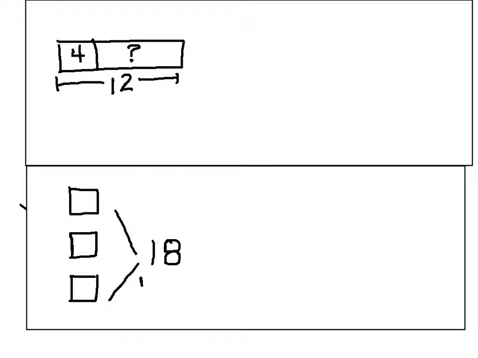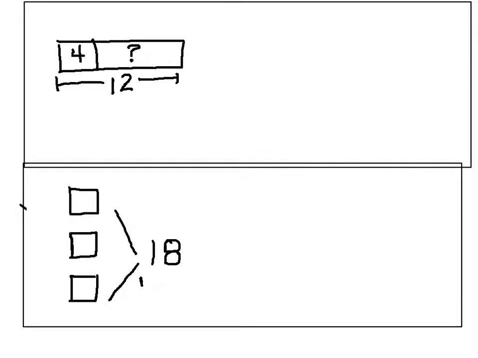Okay, well, hopefully you recognize that we have 12 in the entire box, but part of that box is 4, and we want to know what is in the rest of that box. So the math sentence could be 12 minus 4 is equal to 8. Of course, I could have done it as a missing addend and said 4 plus what is equal to 12, but I chose to use subtraction.